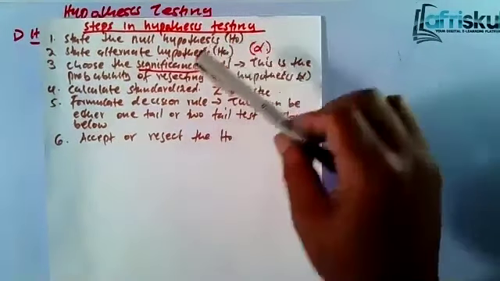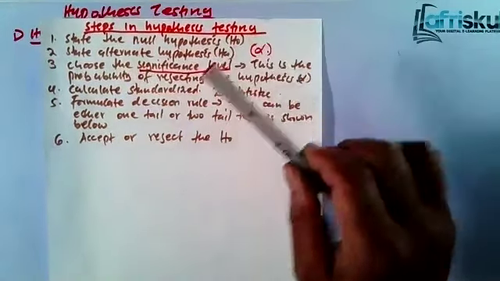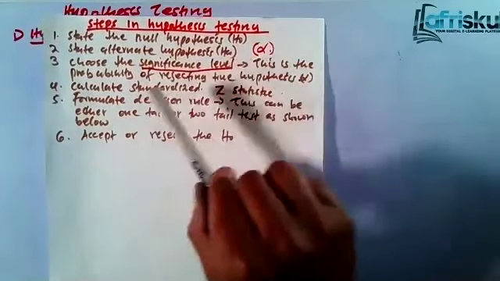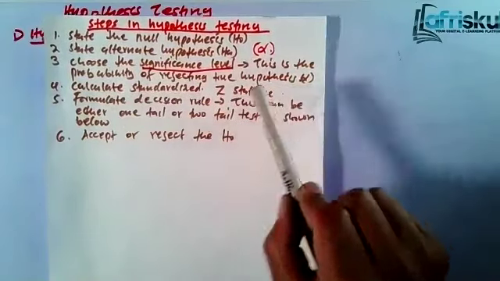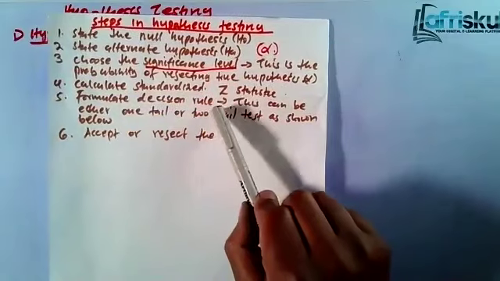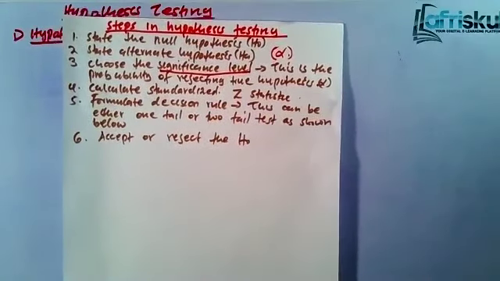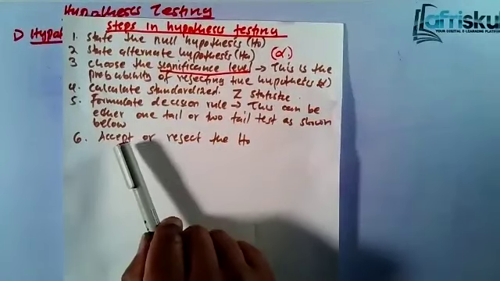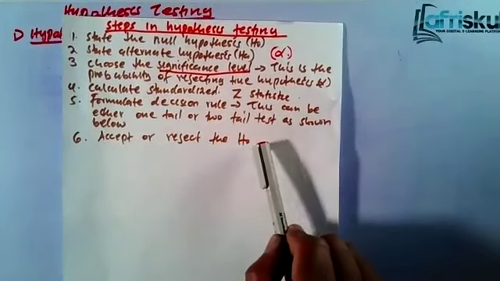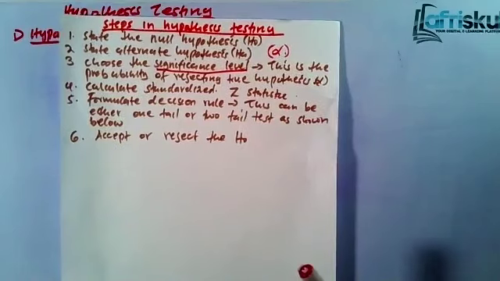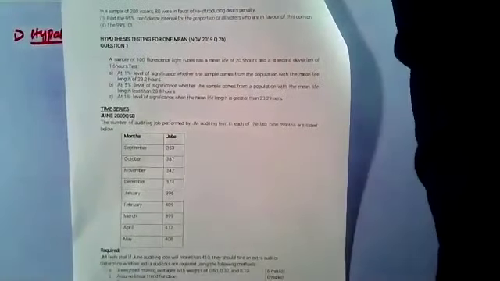State the null hypothesis, state the alternate hypothesis, you choose the significance level, then you calculate the standardized Z statistic, then you formulate a decision rule. Now, this one can either be one-tail test or two-tail test. And I explained how to differentiate between the two. And then you accept or reject the null hypothesis. Good. So I want us to do a question and illustration there.